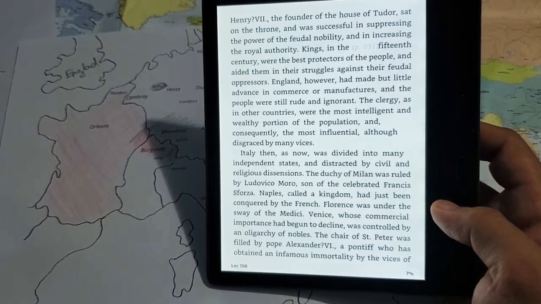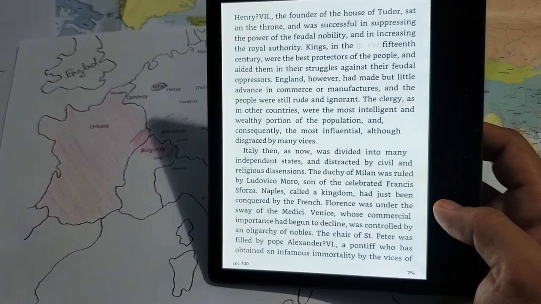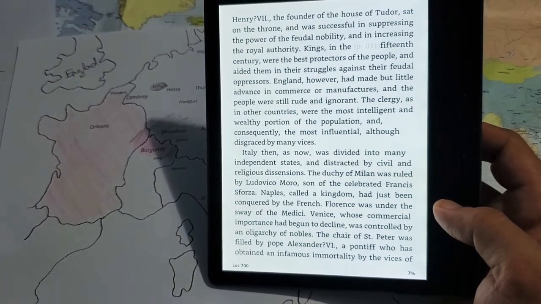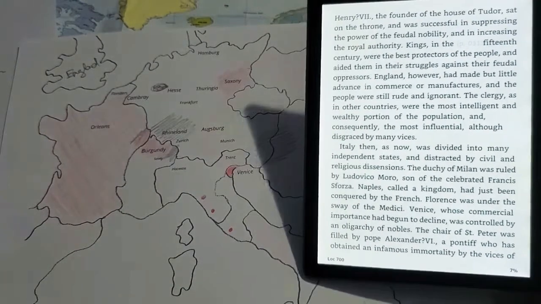whose commercial importance had begun to decline. Venice, whose commercial importance had begun to decline, was controlled by an oligarchy of nobles. So that's Venice, and I managed to label that.